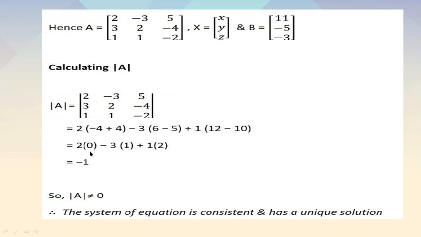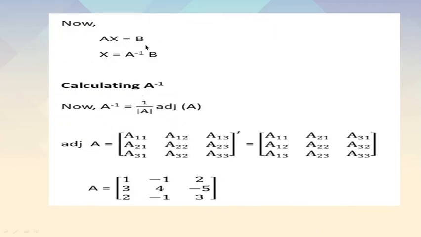So first of all we will calculate determinant A, which is -1, not equal to 0. So now at this step we are sure that we have a unique solution and the given system is consistent. Now we will proceed further to find that unique solution. Ax = b, so x = A inverse b, and now we have to find out the value of A inverse. A inverse is 1 upon determinant A into adjoint A.